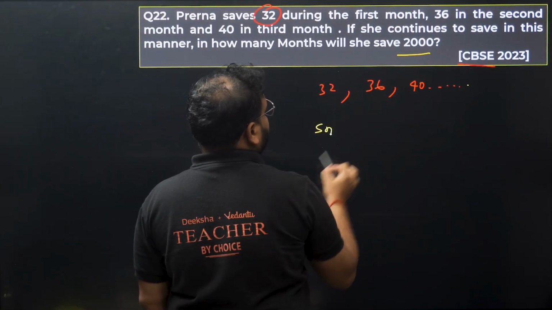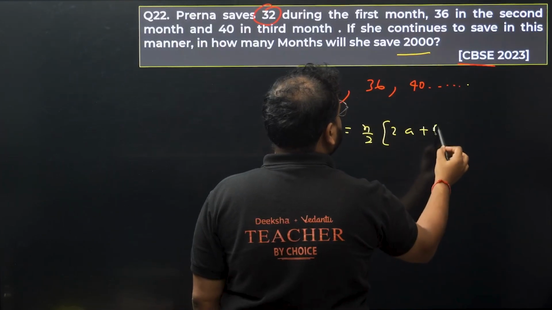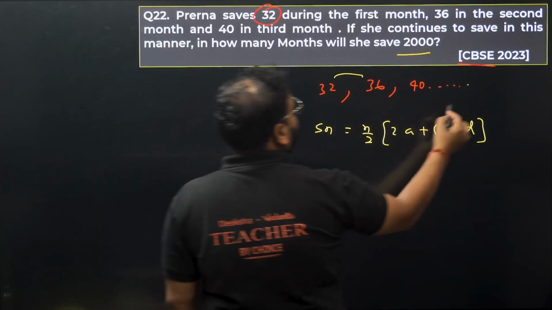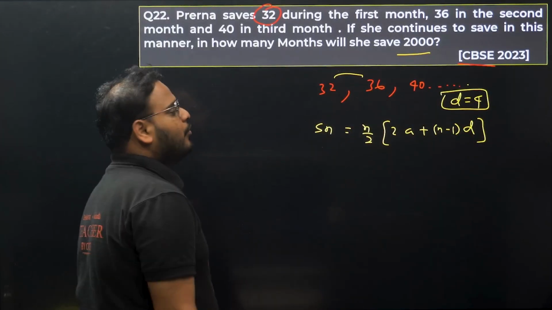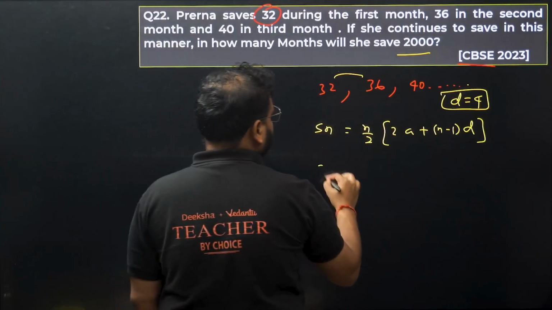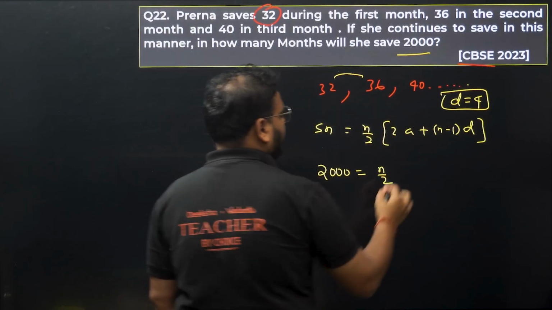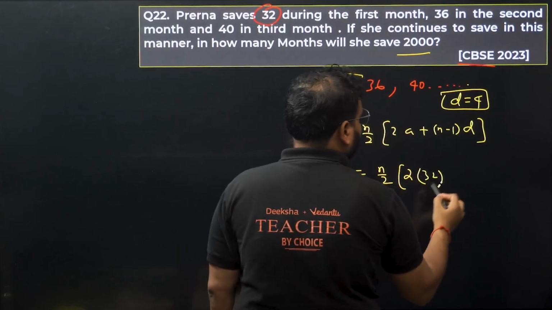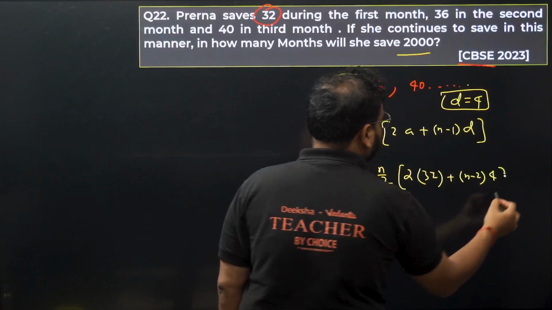So we have to write here Sn equals n by 2 times 2A plus n minus 1 times D. What's the common difference over here? The common difference is 4. Okay, Sn is given as 2000. Right here 2000. N we don't know, so n by 2. Here you see twice of A. What is the A value? 32. And over here will become what? N minus 1 times 4.